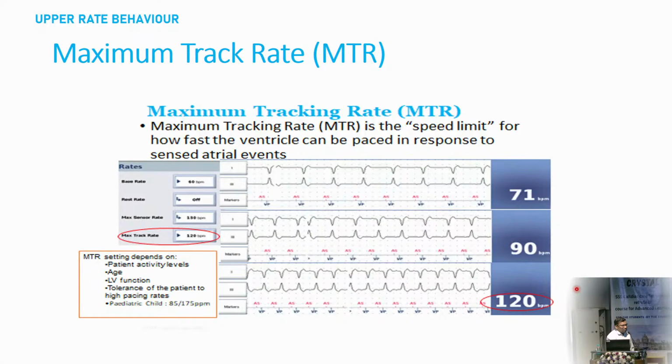We have a break for ventricular pacing to track. So we need to give a break, or a cutoff rate, for example 130, 140. We can program the maximum tracking rate, and we can allow the pacemaker's ventricular chamber to track the atria. So why do we require this break?